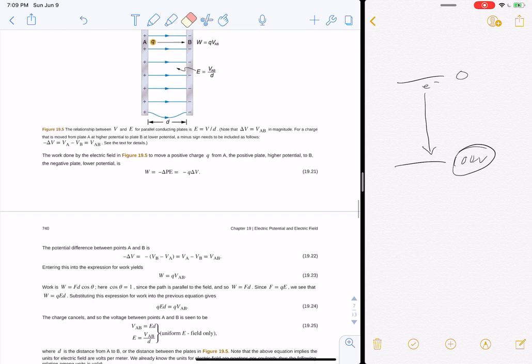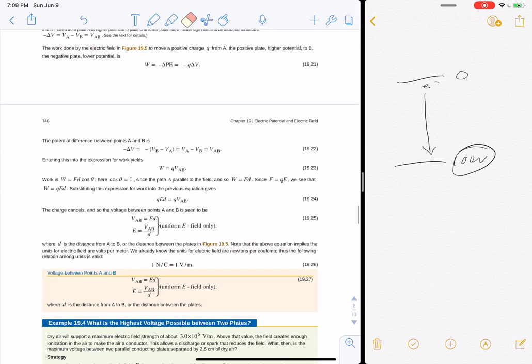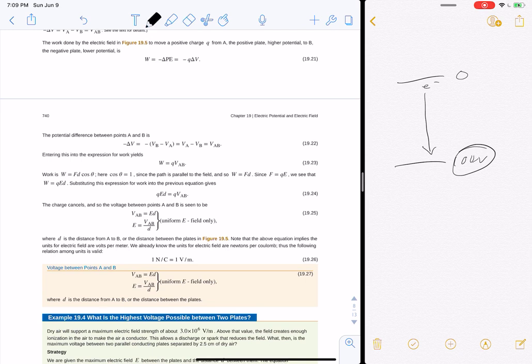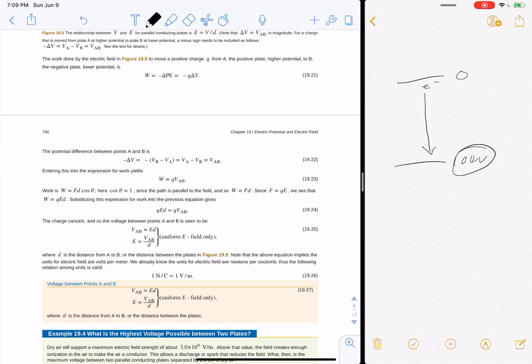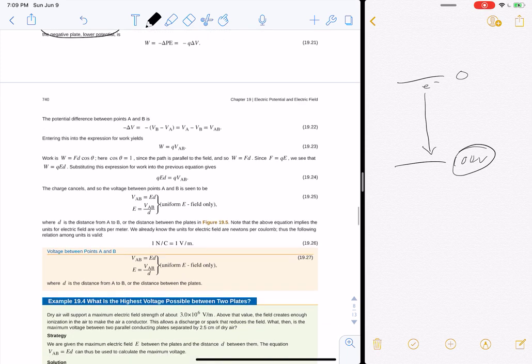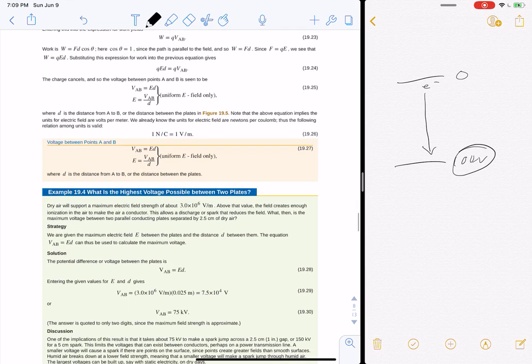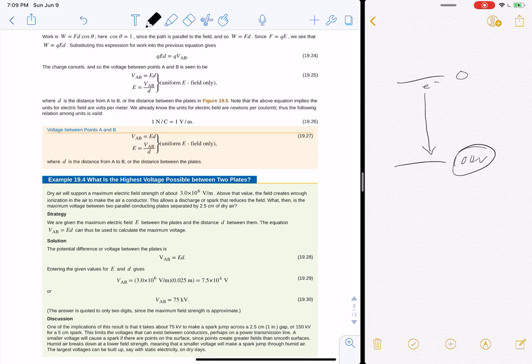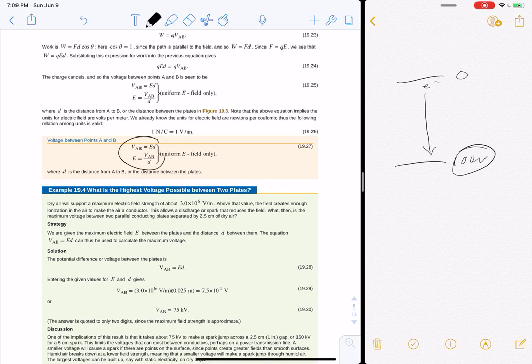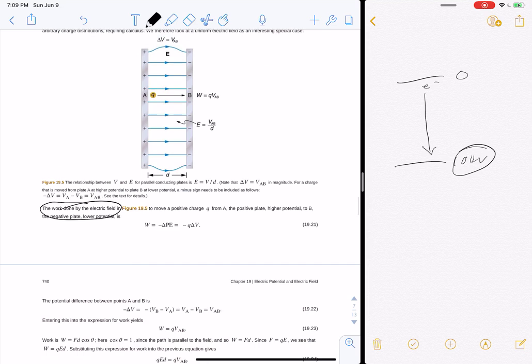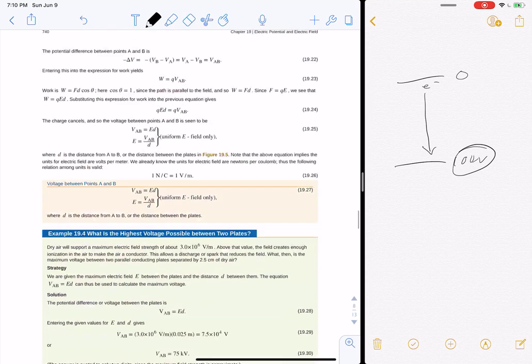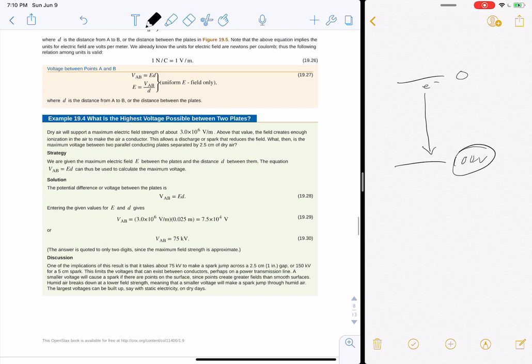Let's keep going. Just read through this. It helps you understand the work done in the fields here. This is just the same equation written twice: V is E times d, or E equals V over d. That's the electric field in between two plates, which turns out to be a nice constant value. They're just deriving that here.